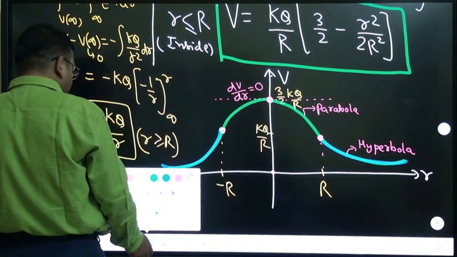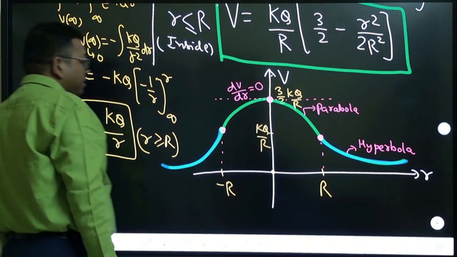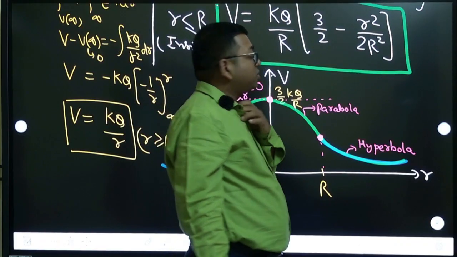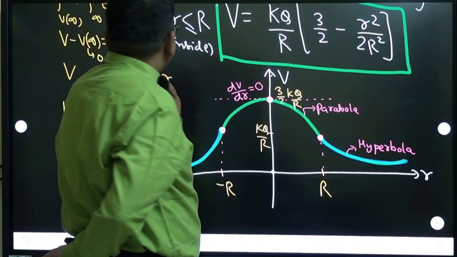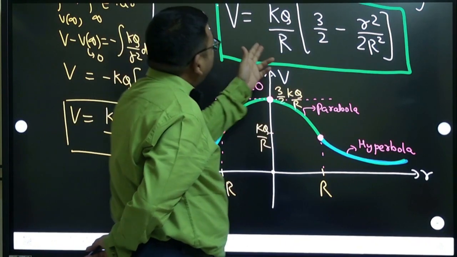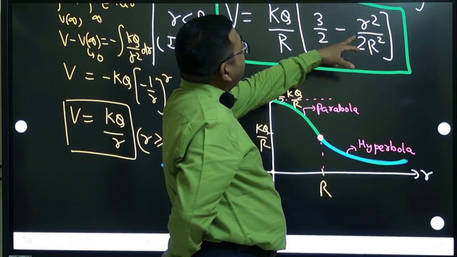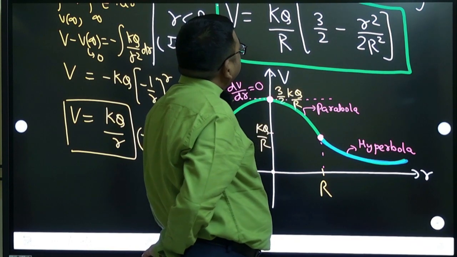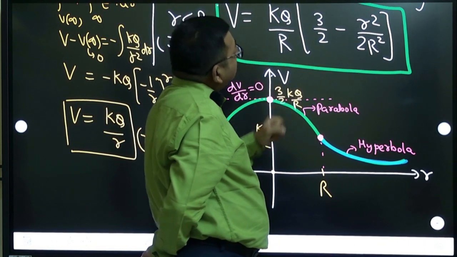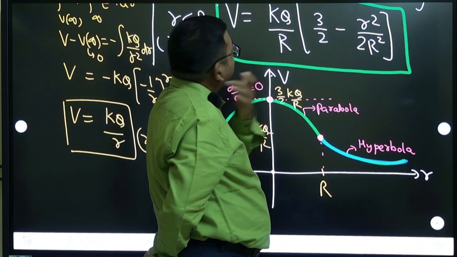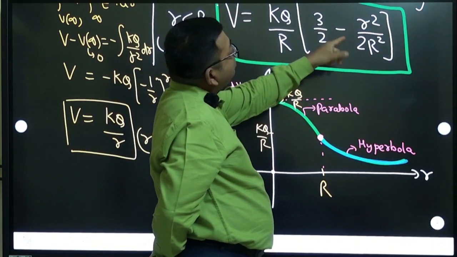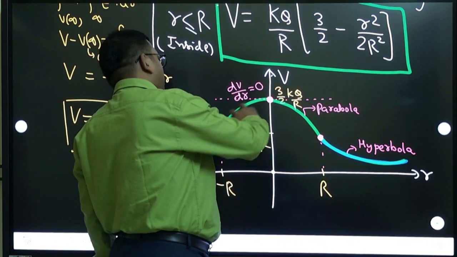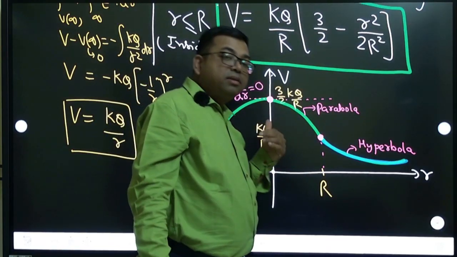Sometimes they may ask a very important question: where is the shape changing? Because this is a convex shape and there is a concave shape. For that you do double differentiation. Single differentiation will give an r term, and double differentiation gives a negative sign because of the minus r square terms. Double differentiation negative means convex.